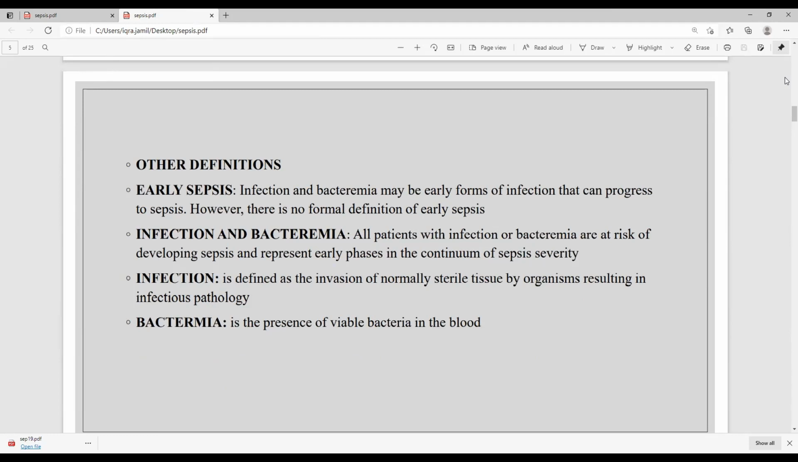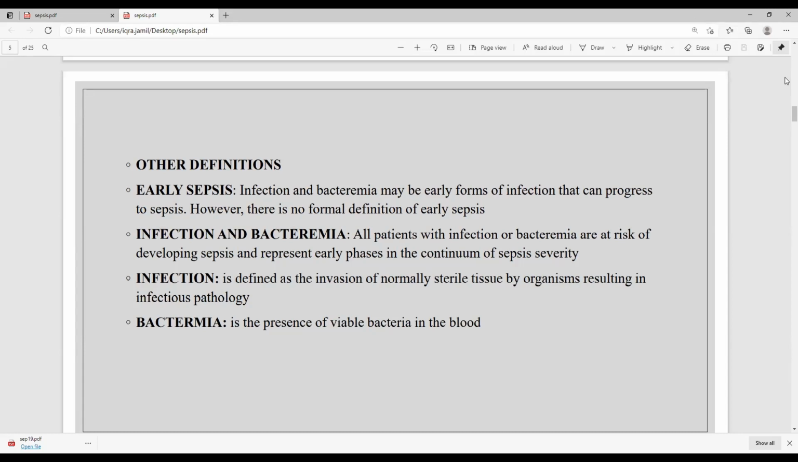Other definitions are also related to sepsis, such as early sepsis, when we are able to decide that a patient is at the beginning or in the initial stage of sepsis. There is no definite definition for early sepsis, but infection and bacteremia may be early forms that can progress to sepsis. However, there is no formal definition for early sepsis. Just for the refreshment of your knowledge, all patients with infection or bacteremia are at risk of developing sepsis and represent early phases in the continuum of sepsis severity.